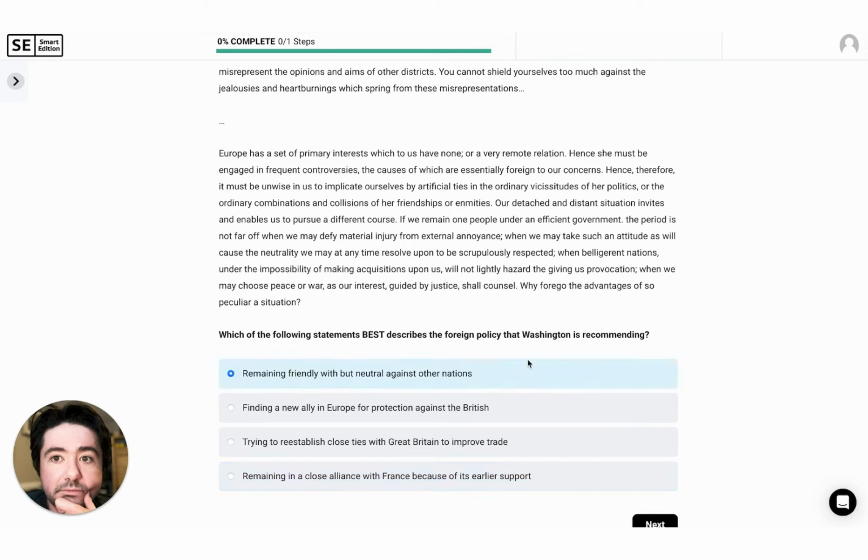The correct answer is A. Washington wanted the country to remain friendly with foreign countries, but be neutral in terms of foreign wars and conflicts and any other disagreements countries in Europe would have against each other. He knew that America was too young, it was too weak to get pulled into such conflicts that could possibly destroy the young nation. So that's why he had this idea.